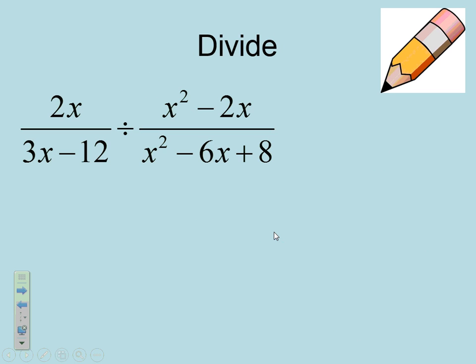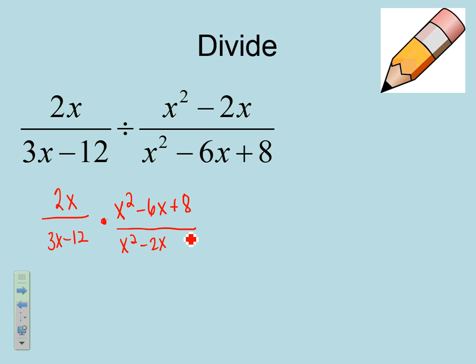Okay? Let's try a divide. So what does divide mean? It means you take the second fraction and you reciprocate it. Okay, you do the reciprocal. So 2x over 3x minus 12 times x squared minus 6x plus 8. Now, some of you are like, well, can I just factor it? And as I'm factoring it, flip it? I would say you could do that. Many people forget to flip it right away, and then you do the problem incorrectly.